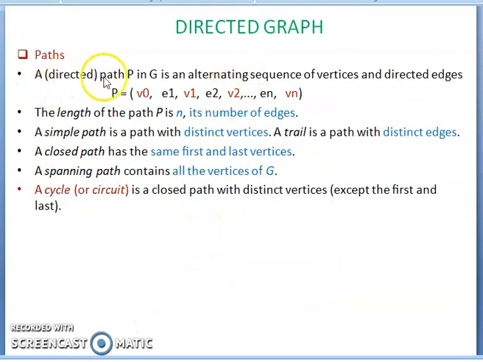Directed path. A directed path P in G is an alternating sequence of vertices and directed edges. These are the directed edges E1, E2, E3 up to En.